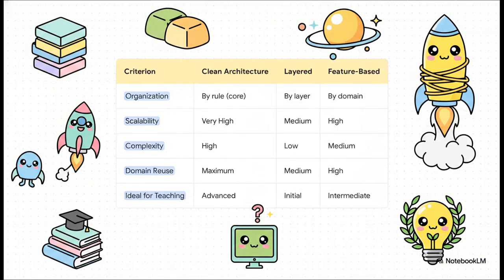This table really lays it all out. Just notice the trade-off between complexity and scalability. Clean architecture gives you very high scalability, but you're paying for it with high complexity. Layered is the complete opposite. It's simple to get started with, but it doesn't scale nearly as well. Feature-based, you'll notice, strikes a really great balance right there in the middle. And that last row, ideal for teaching, I think it tells a great story. You usually start with layered, then you advance to feature-based, and eventually you master clean.